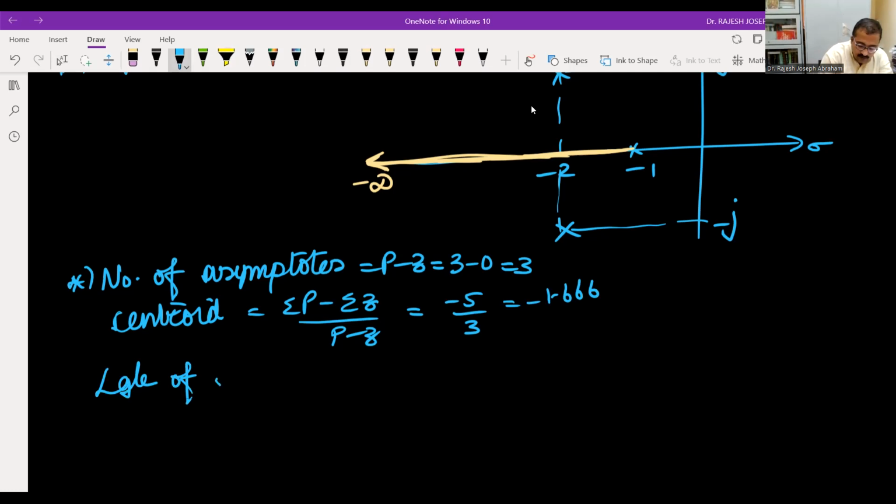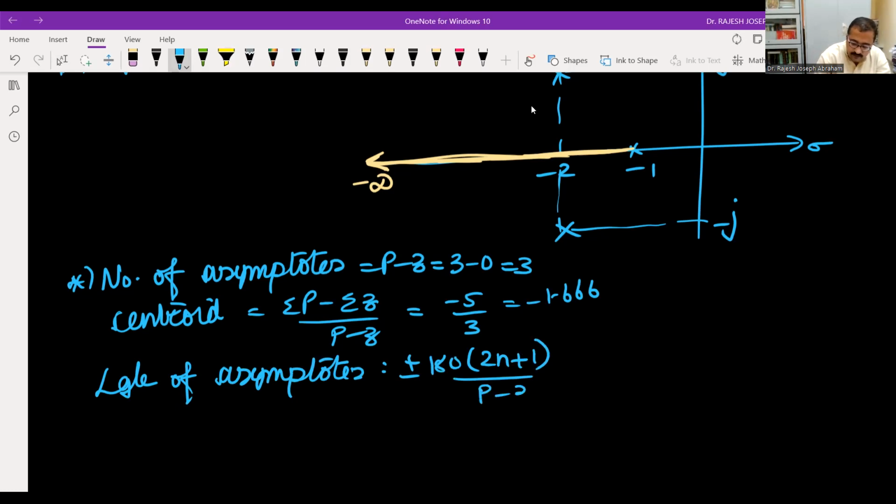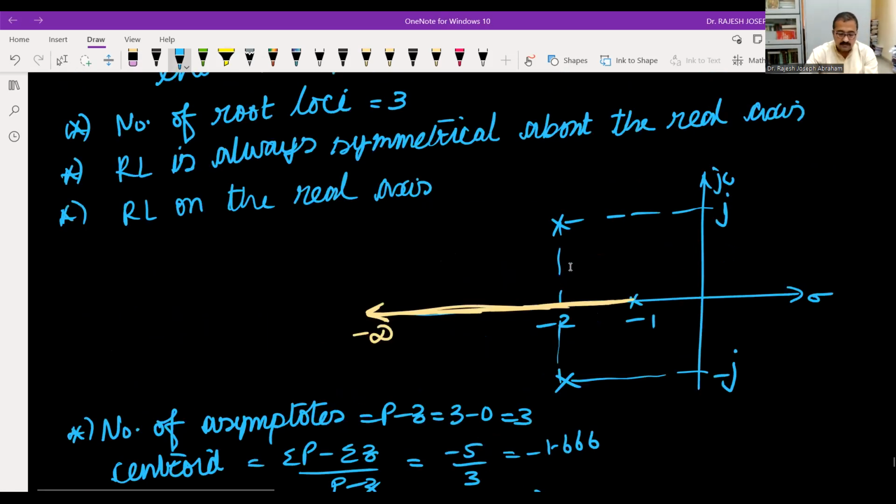Okay, what next? Angle of asymptotes. How to find that? Plus or minus 180 times (2n plus 1) divided by P minus Z, where n varies 0, 1, etc. P minus Z is 3 here. So you put n equal to 0, you will get plus minus 60 degrees. And you put n equal to 1, so you will get 180 degrees. As you can see here, one of the branches is already on the 180 degree line. So now we need to construct 2 more asymptotes, one at plus 60, one at minus 60, like this.